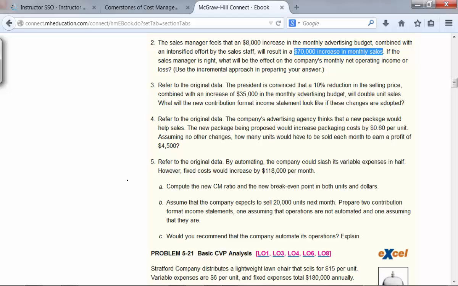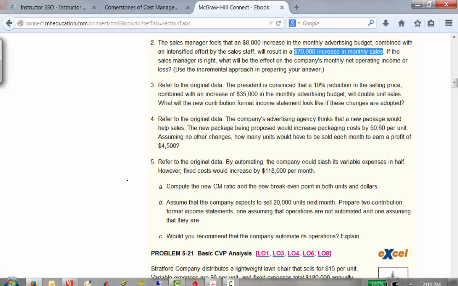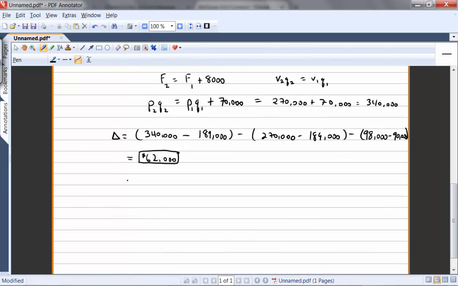Alright. We're going to answer this question in 2 ways. We're first going to calculate the change in profit as a result of these proposed changes, and then we're going to answer the question they wanted us to answer, which was make a new contribution format income statement. So the change in profit would be, well, we know it's P2Q2 minus V2Q2 minus P1Q1 minus V1Q1 minus F2 minus F1.